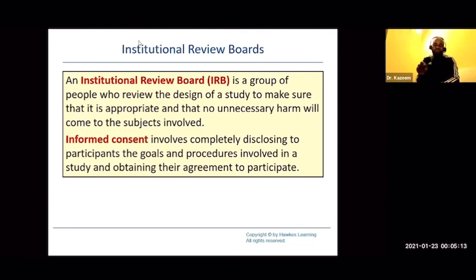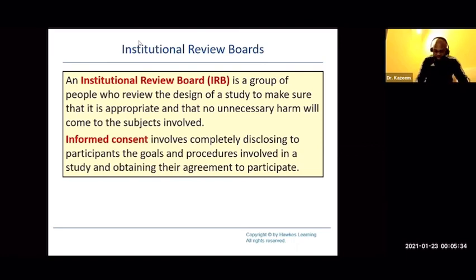Okay, so we have this board that will review the design of your study and make sure that it is appropriate and that no unnecessary harm will come to the subjects involved. That's what we mean by institutional review board.